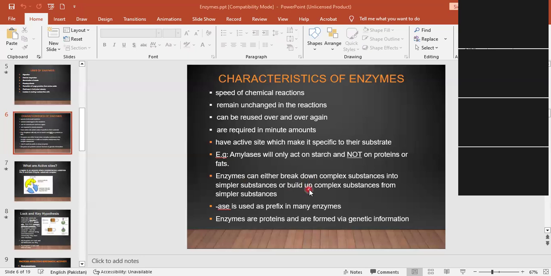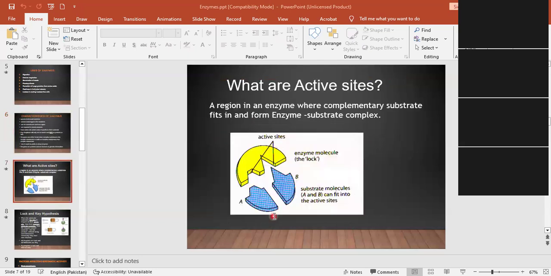ठीक है जी. Okay. And how would you recognize if it is an enzyme? There is a suffix -ase, जैसे amylase, maltase, lipase, fructase, sucrase. ठीक है. Okay. And enzymes are protein based. These are some characteristics of enzymes. All right. Okay, ji.